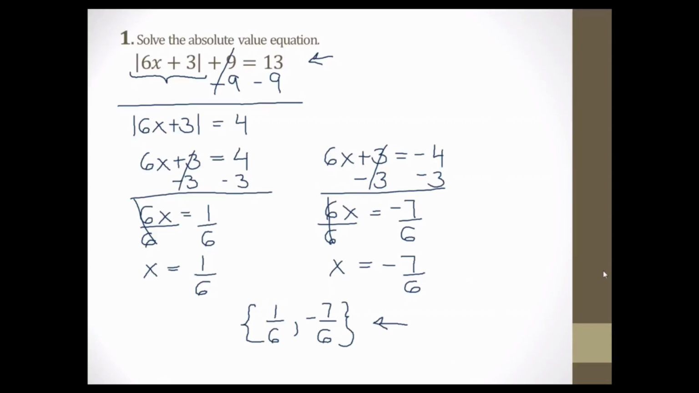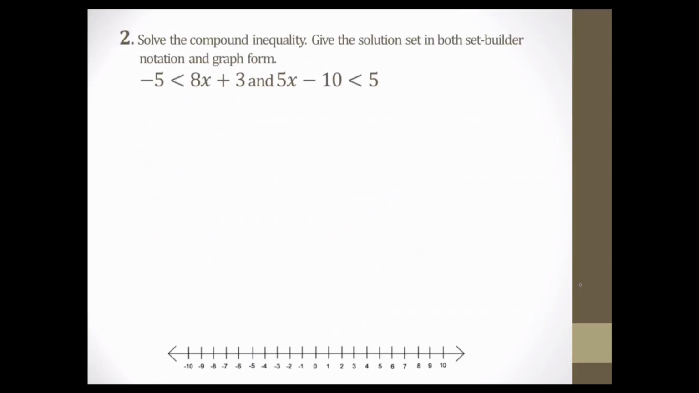Let's go ahead and see what number 2 wants from us. Here we go. Solve the compound inequality and give the solution set in both set builder notation and graph form. So we have negative 5 less than 8x plus 3 and also 5x minus 10 less than 5. These are two inequalities, so let's solve them individually. Let's start with the left side.